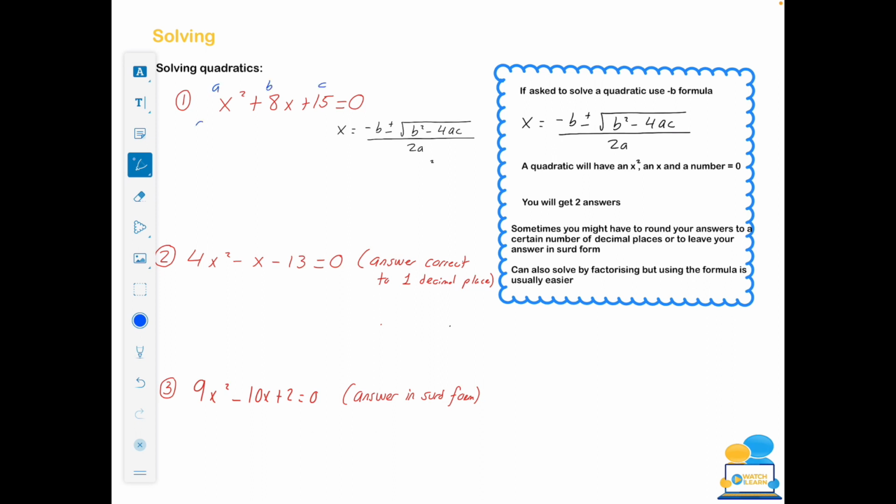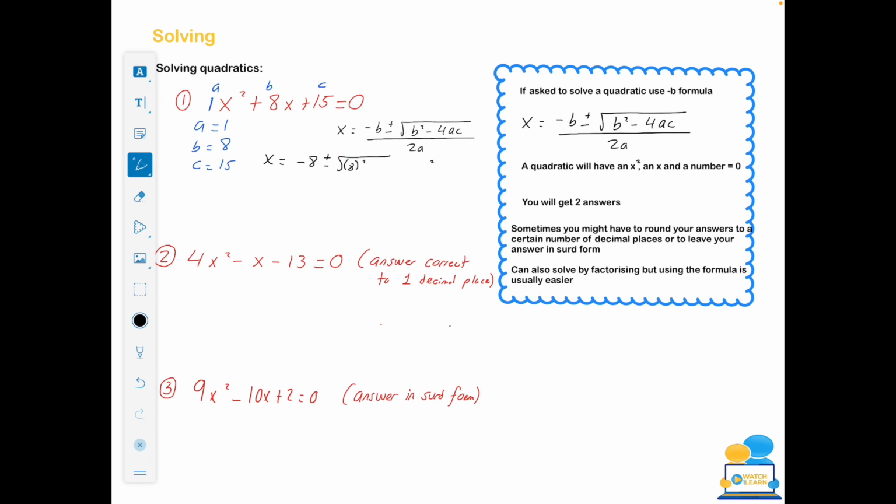Okay, then we're going to mark in our a, b, and c. So a is the number in front of the x squared, b is the number in front of the x, and c is the number on its own. Now here, there's no number in front of the x squared, so we're going to write a 1 in there. So a is equal to 1, b is equal to 8, and c is equal to 15. So now we're going to sub those into our formula.